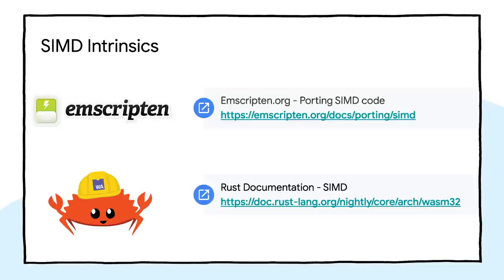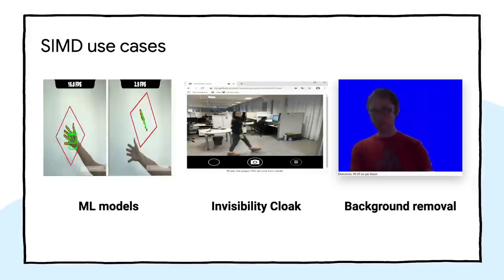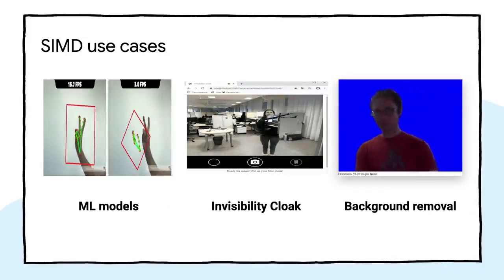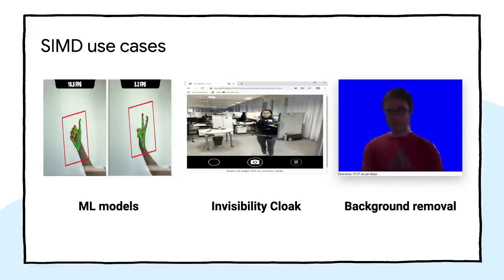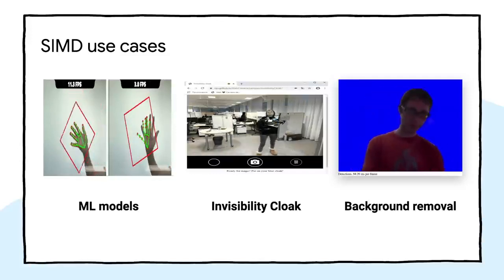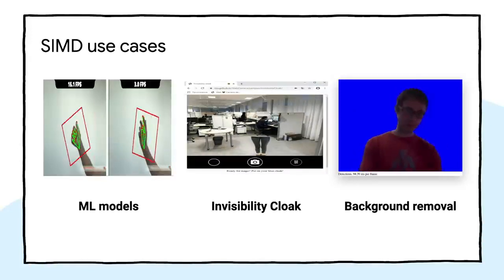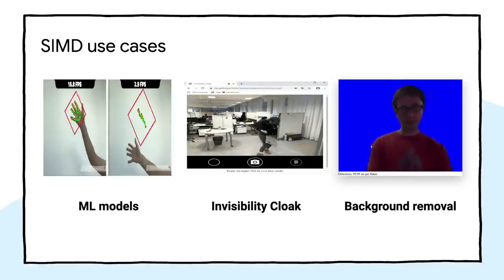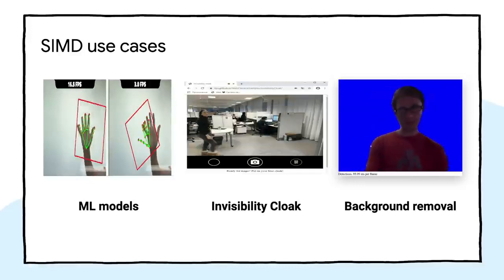Sometimes you also want to have more explicit control, and this is where you'll want to use SIMD intrinsics, which let you use the SIMD instructions directly. This is more detail than I can cover here, but if you're interested, I highly encourage you to go and check out these links. SIMD can be used for a huge variety of things, including highly performant ML models such as this hand tracking, a real-life invisibility cloak, and real-time automated background removal. And this last use case is just one of the things that Zoom is excited about using SIMD for. They have an awesome feature where you're able to automatically remove the background so that people in conferences can't see all the random stuff that you have in your background, and then replace it with fun videos or animations.